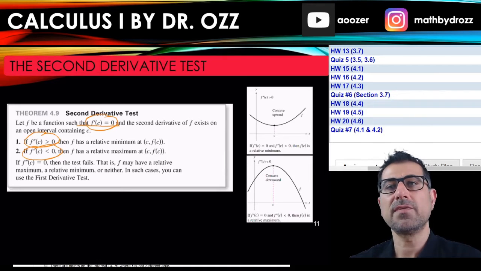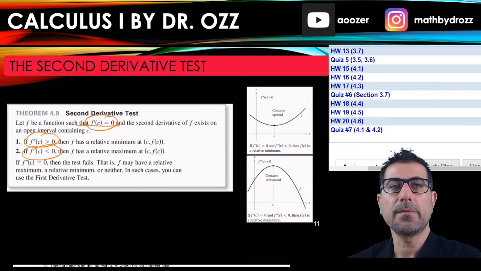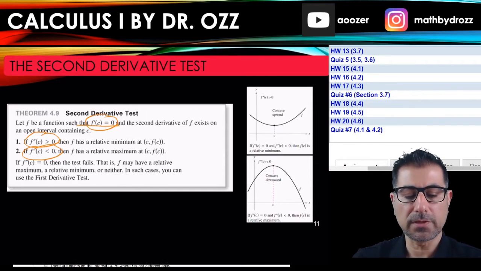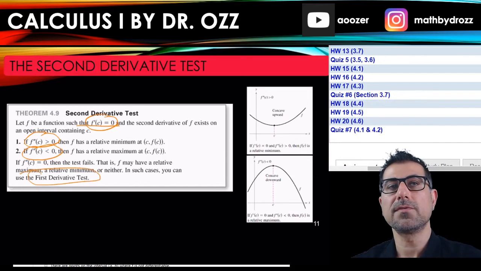So what happens is that if f double prime turns out to be 0, then this test is inconclusive. So you can't really say anything about c, whether or not it's a relative extremum value. So then you have to go back to the first derivative test. This is a complement of the first derivative test.